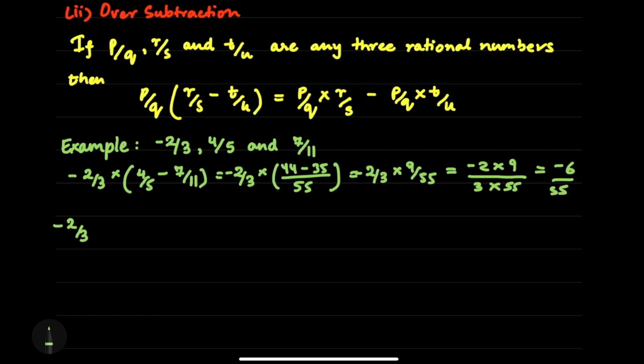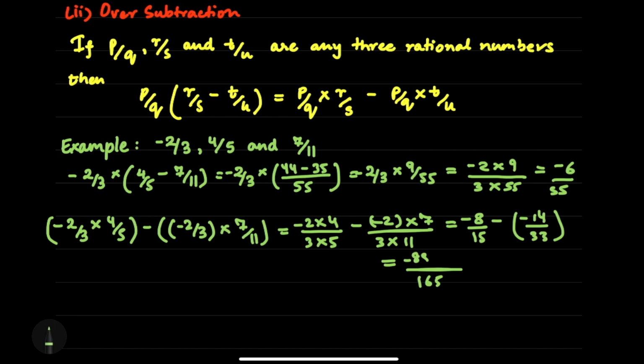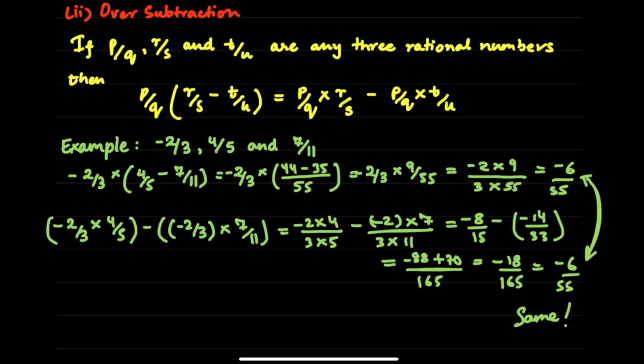Next we will solve the right hand side, which is minus 2 by 3 into 4 by 5 minus 2 by 3 into 7 by 11. As none of the expressions have a precedence, we will solve them simultaneously. This gives us the simplified answer of minus 6 by 55. As we have proved, the left-hand value is equal to the right-hand value. We have verified that the distributive property of multiplication over subtraction exists.